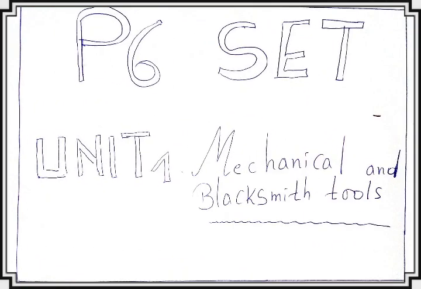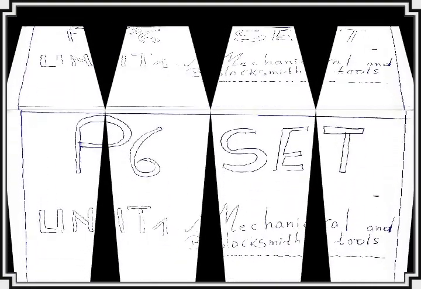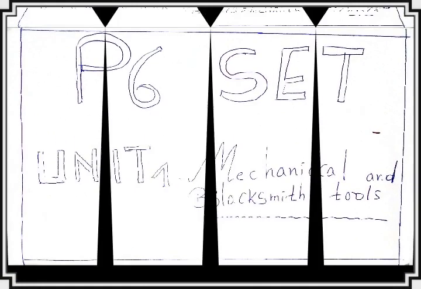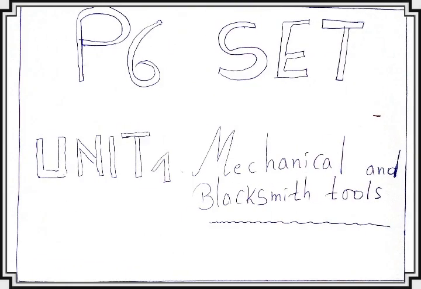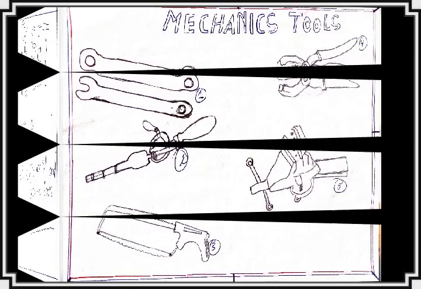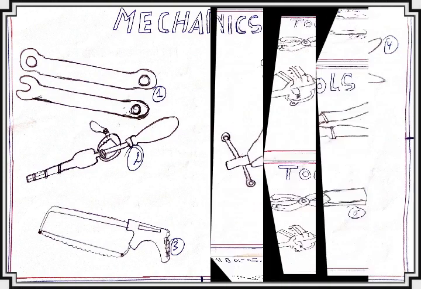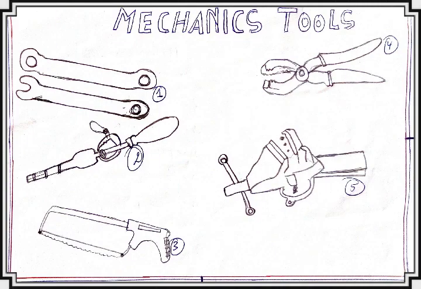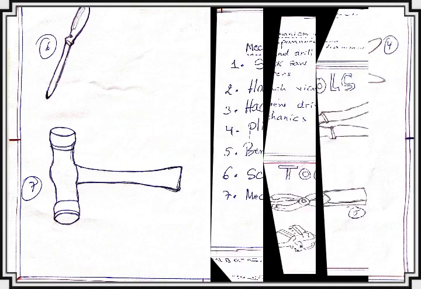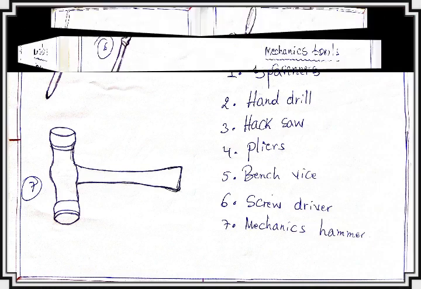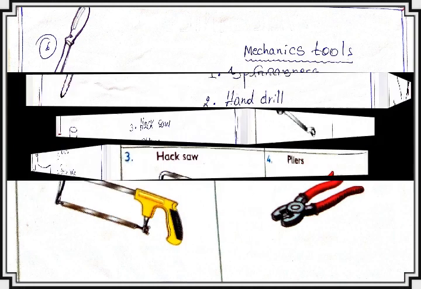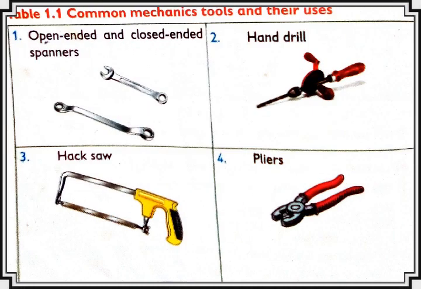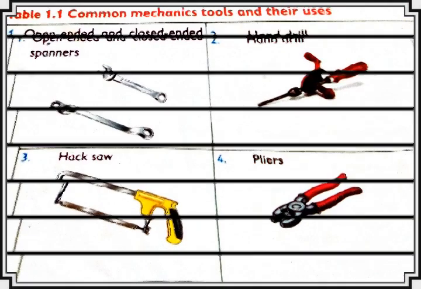Today we are going to learn unit number 1, which is called Mechanical and Blacksmith Tools. After this lesson, every student should be able to differentiate a mechanic from a blacksmith.